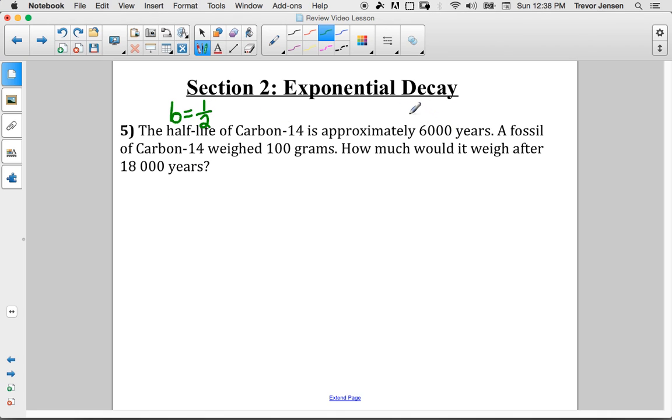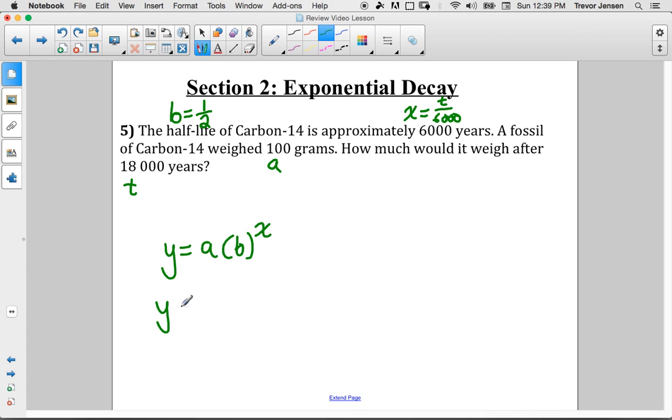So the number x, the number of times it's going to be cut in half, equals the total time divided by the time it takes for it to be cut in half once, which is 6,000 years. A fossil of carbon-14 weighed 100 grams, so it started off at 100 grams. That's our initial value. How much would it weigh after 18,000 years? So that's our total time. That's our t value. So let's plug everything we know into our equation. Y equals a times b to the x.